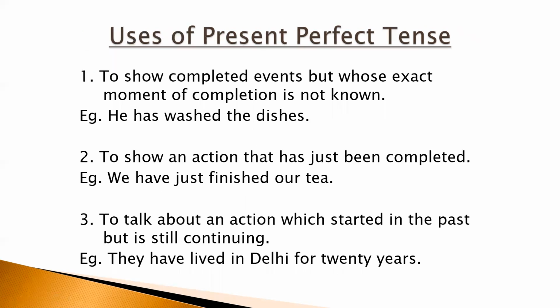Now, let us see where to use present perfect tense. It is used to show completed events, but whose exact moment of completion is not known. Means the work is over, but we do not know exactly when it got over. Like, he has washed the dishes. The work is over, it's not going on right now. So, we use present perfect like he has washed the dishes.